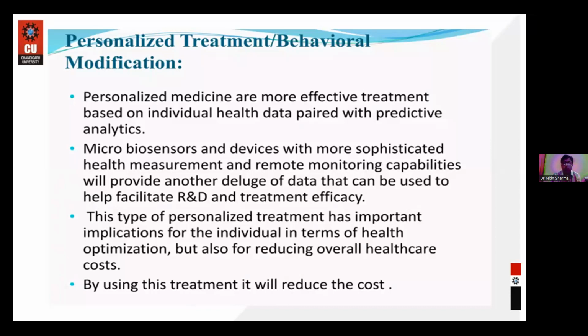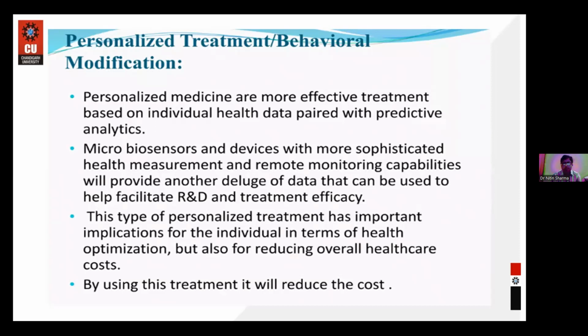Again, when you are observing a person for 30 days, you will get a lot of data, and data needs to be analyzed. So there the AI will come into the picture, right? Micro biosensors and devices with more sophisticated health measurement and remote monitoring capabilities will provide another deluge of data that can be used to help facilitate R&D and treatment efficiency.